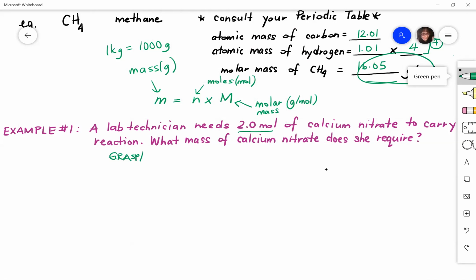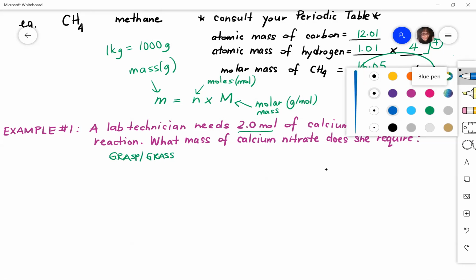With your GRASP method, remember you're going to write down what's given, required, your analysis, your solution, and then you can write a final statement. I know in the previous video we didn't actually write a therefore statement or anything like that, but if you want to be thorough, you can say therefore we have so-and-so mass of the sample or moles of the sample, etc. So let's move forward and solve the question.